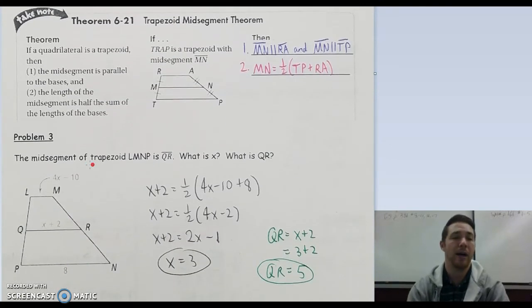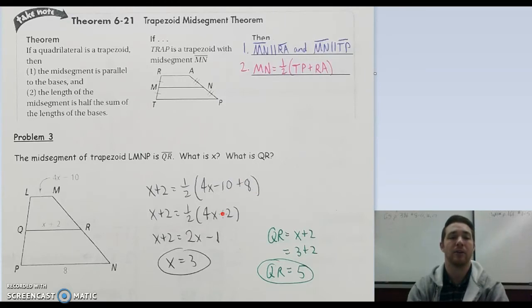If I'm told that I have a trapezoid with a midsegment at QR, it was a little bit hard to read there on mine, but what that means is QR will be again half the sum of my two bases put together. So to make that equation, I say X plus 2, that's my midsegment. That should be half the sum of one base, 4x minus 10, plus the other base of 8. And all we got to do there is work through and isolate for x with algebra.